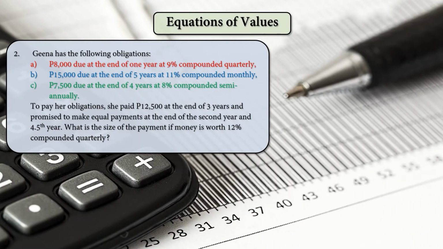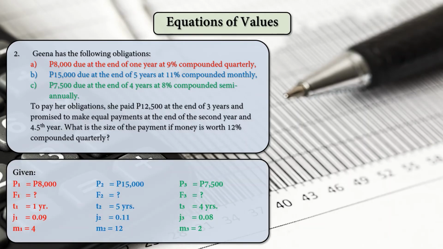Second example, Gina has the following obligations. The first one is 8,000 pesos due at the end of 1 year, 15,000 pesos due at the end of 5 years, and then 7,500 due at the end of 4 years. So, ito yung mga given ng tatlong obligations.